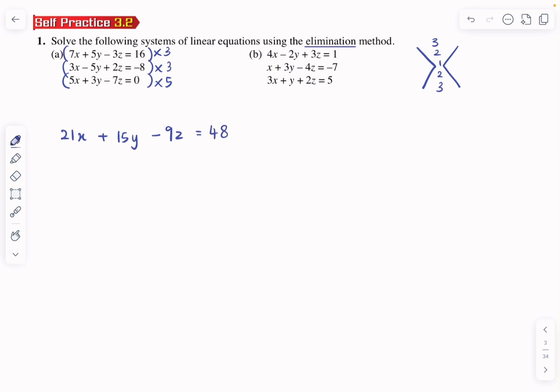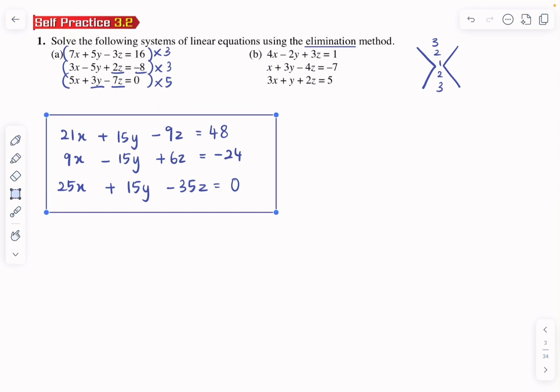And then the second equation, 3x times 3, we get 9x. Negative 5y times 3 is negative 15y. 2z times 3 will be 6z. Negative 8 times 3, negative 24. The last one, 5 times 5 is 25x. 3y times 5 is 15y. Negative 7z times 5 is negative 35z. And 0 times 5 is 0. Okay, this is our first step.